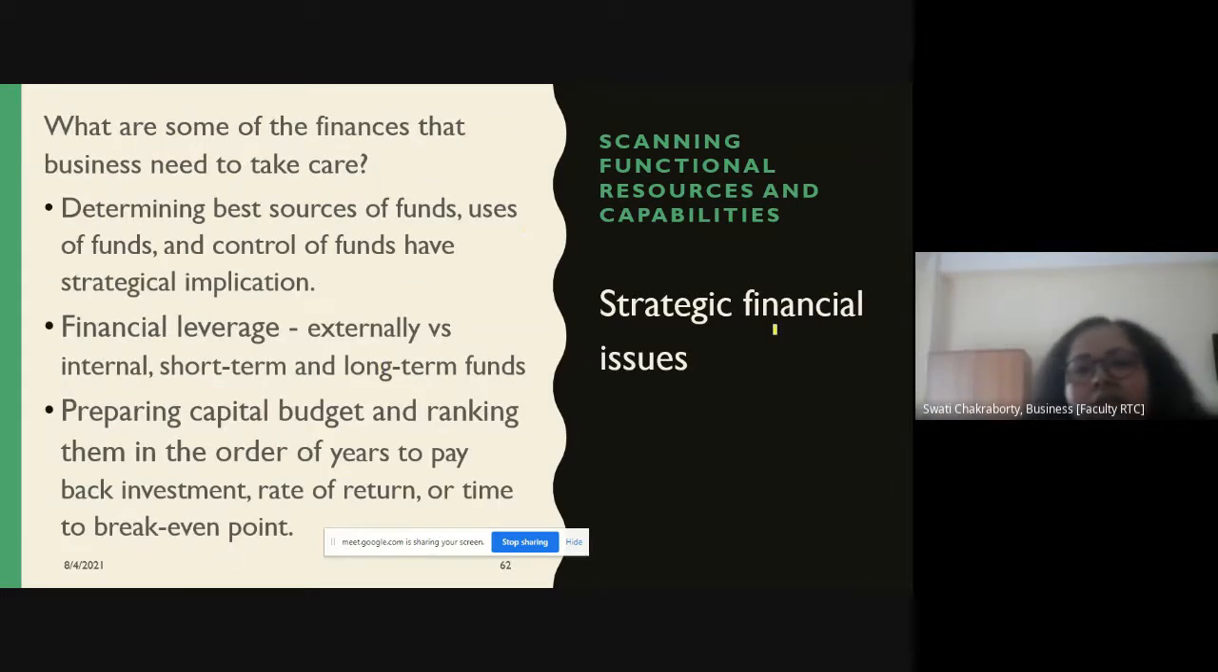Strategic financial, next is when we talk of strategic financial issues. So what are some of the finances that businesses need to take care of? First is to find out what are the best sources of finance, how to use them, and control of funds, right? Next, we talk of financial leverage, that is external versus internal, short term, long term funds. Next comes up is to prepare capital budget and to rank them in the order of years to pay back the investment, rate of return, or time to break even point.